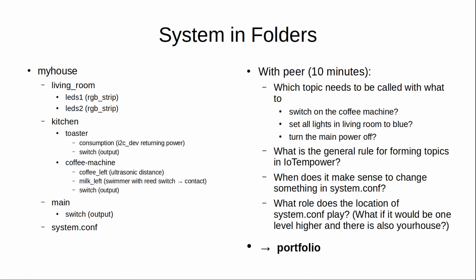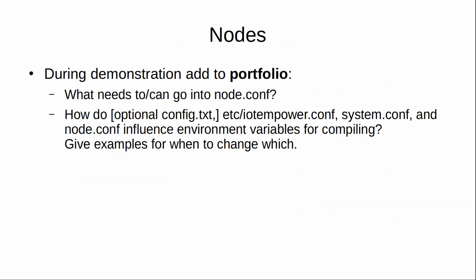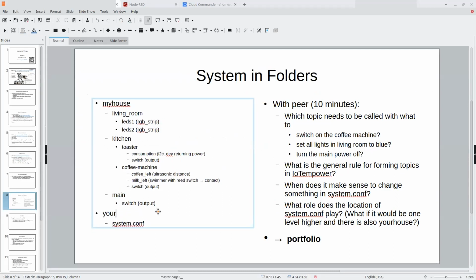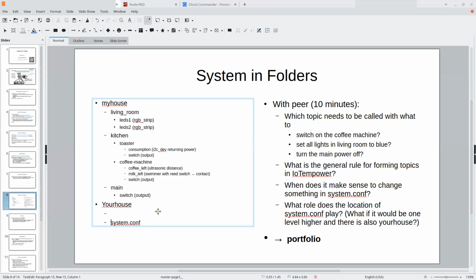I just added a question, which we can answer already at this point. What if we would have system.conf 1 level higher, and then we would also have your house? Then it would be included. If you would have this structure here, I don't know if I now confuse you more or less. We would have your house with something below, and the system.conf would be there. Then we would need to include it. But we don't.